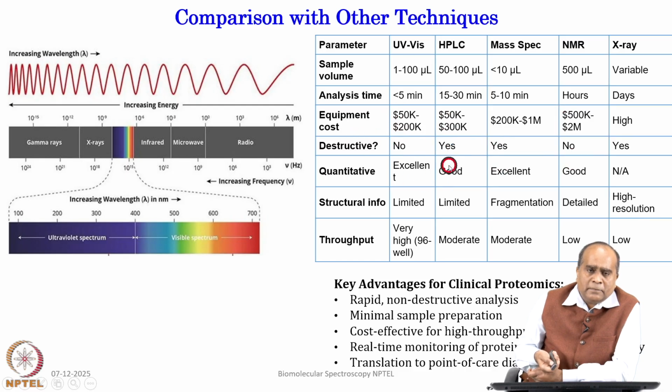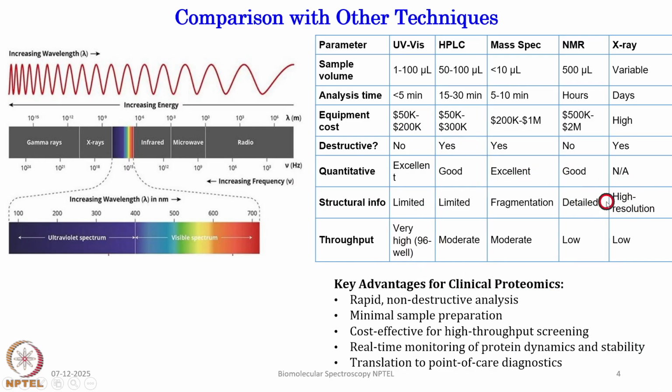NMR is again non-destructive, whereas HPLC and mass spec are not non-destructive. Now, the quantitation is excellent, right. HPLC is slightly lower, but you can use that also. Mass spec is excellent, NMR is excellent, and with X-ray you cannot do much quantitation. For structural information, although UV visible is lower volume and cheaper, you have limited structural information, and NMR can give very detailed information. Similarly, X-ray gives detailed information, but the good part is that UV visible is very high throughput, right. So, in 96 well plates you can do it, whereas detailed structural analysis using NMR or X-ray is low throughput.